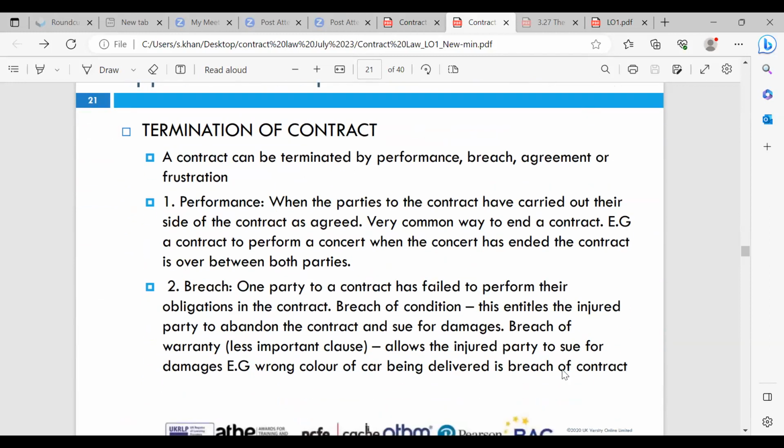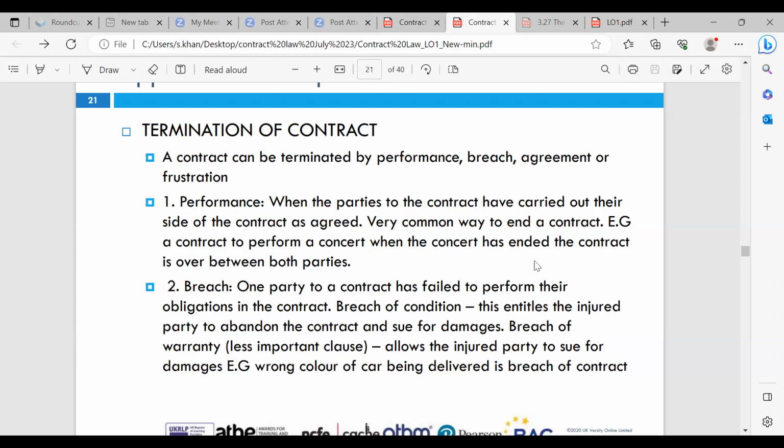So termination of a contract. A contract can be terminated by performance, breach, agreement, or frustration. First one is performance. So here, when parties to the contract have carried out their side of the contract as agreed, very common way to end a contract. For example, a contract to perform a concert. When the concert has ended, the contract is over between both parties.